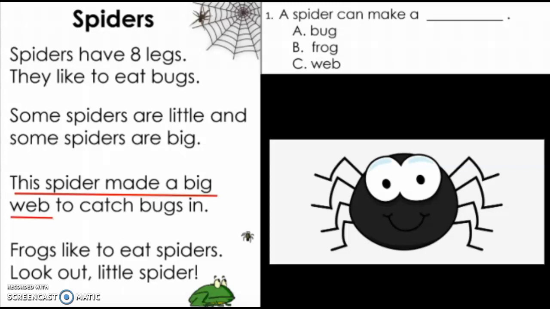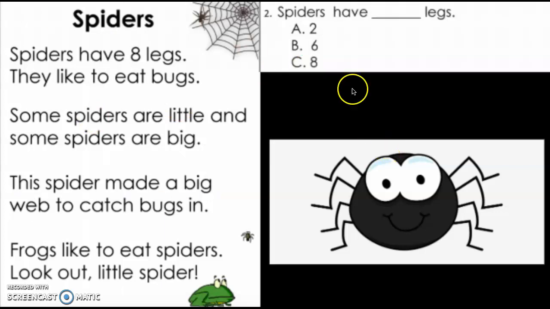Spiders can make a big web to catch bugs in. That's what I underlined. So you would come over here and you would circle B frog. No, yeah, you'd circle C web. A spider can make a web and you'd circle that. Just like this. Just go ahead and circle it. All right, let's answer some more questions about this little spider.